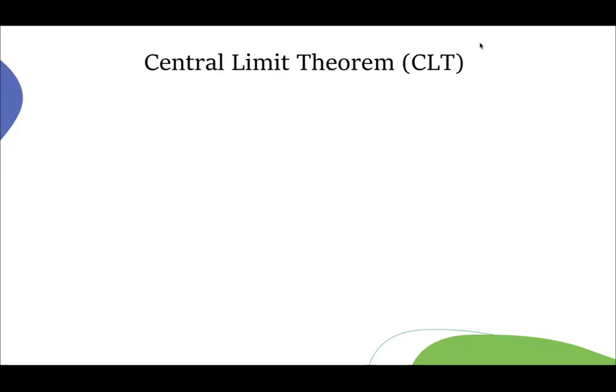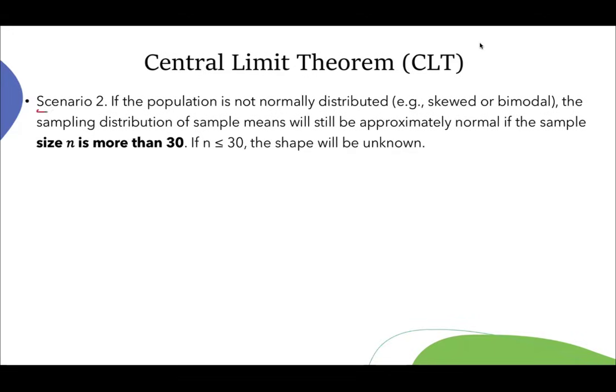Now, the second scenario is going to apply to what we just saw with our skewed right distribution. If the population is not normally distributed, so if we have a skewed distribution or bimodal or just something that is completely odd shaped that doesn't have a name, it's okay. The sampling distribution of sample means will still be approximately normal if the sample size n is more than 30.